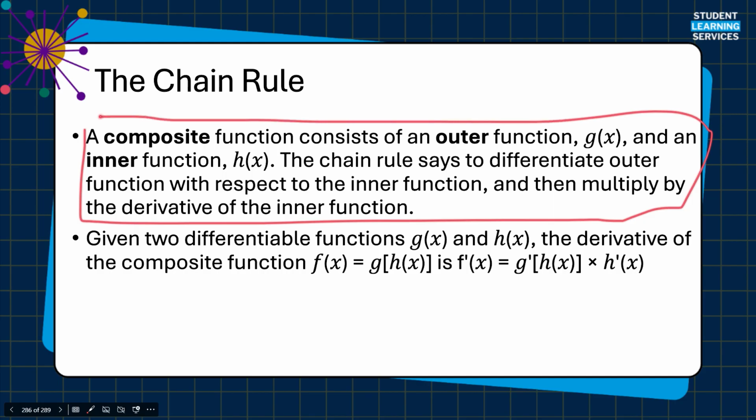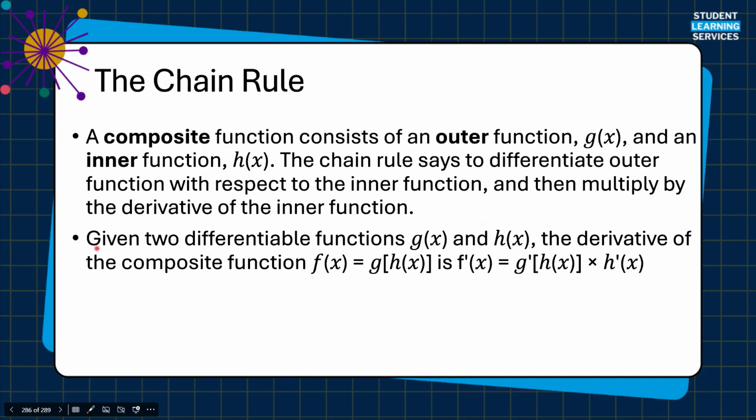To put it in terms of symbols so it's more clear, given two differentiable functions g(x) and h(x), the derivative of the composite function g of h of x is equal to g prime with the input of h(x), and then we multiply by the derivative of h(x). This is a bit hard to look at at first glance, but let's work with some examples so that you can get used to it.